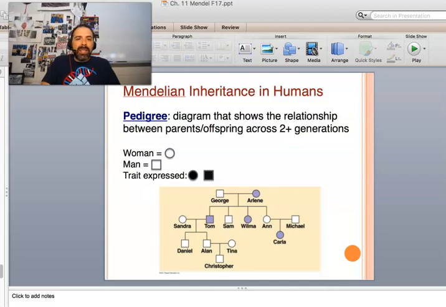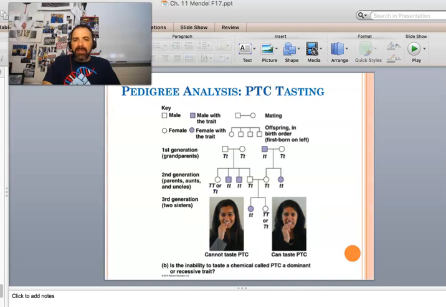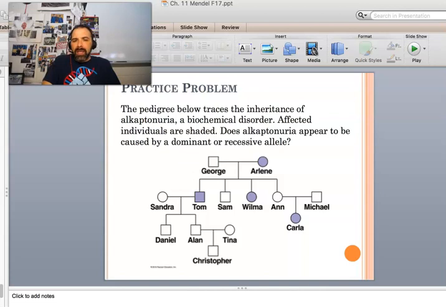When we are looking at Mendelian inheritance in humans, we do have a pedigree, and this is a diagram that shows relationships. The circles are the women or the XX donors, the males are the squares or the XY. If the trait is expressed, it's going to be shaded in. So here's a pedigree analysis of widow's peak. You can pause this and look through that. Pedigree analysis of PTC tasting. You can pause the video and analyze that. And so there's a practice problem.